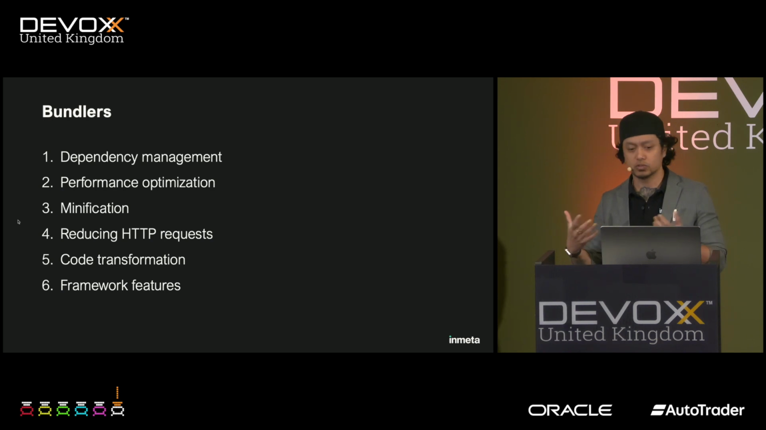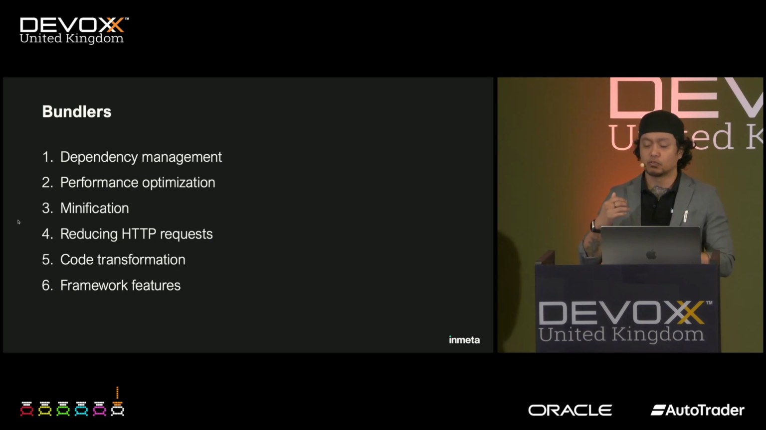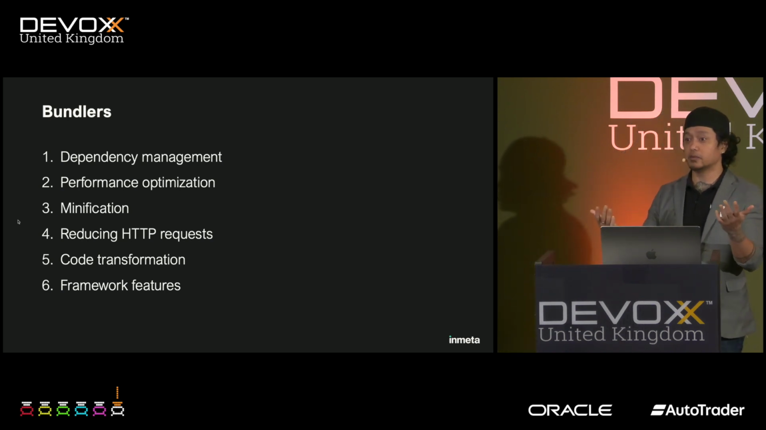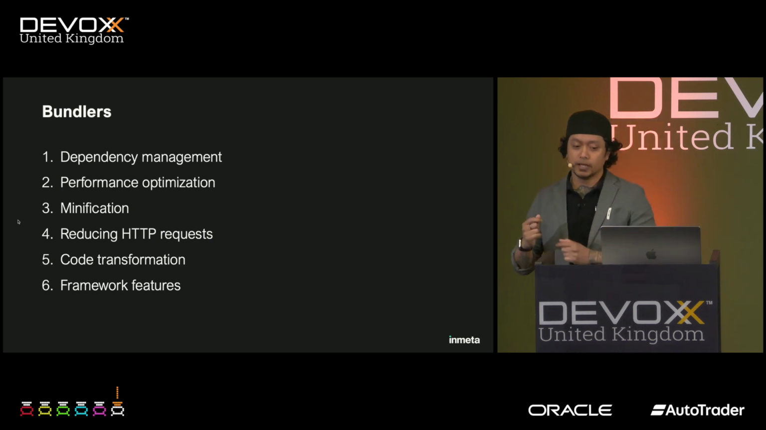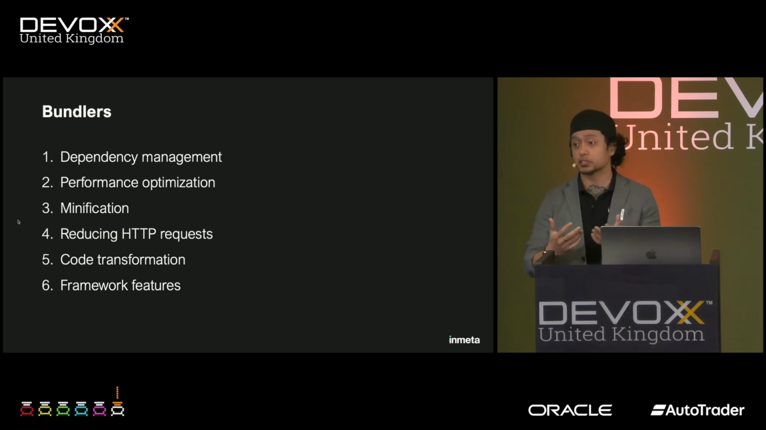So you also have these code transformations and, more importantly, framework features. Bundlers enable framework-specific features like file system routing, right? Has any one of you used Next.js, Remix, SvelteKit, right? And in Angular, we have Analog.js. All of them use file system routing, which is what the bundler does for those frameworks. And also code collocation. Bundlers are responsible for that.